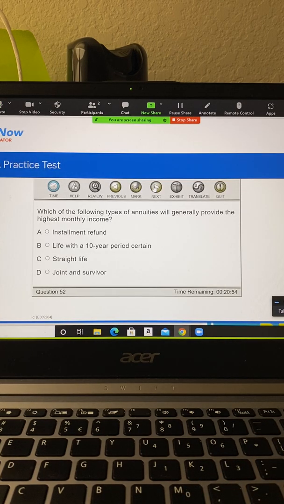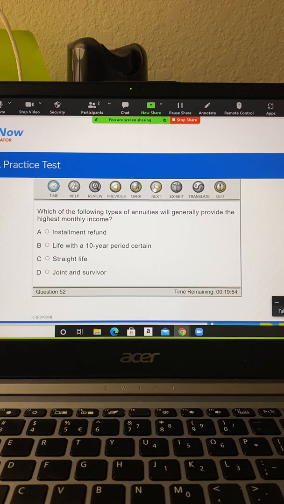Which of the following types of annuities provide the highest monthly income? Big check, no beneficiary. Which one? You're thinking too long on this one. This is super easy. Let's see. Life. What do you think, man? Time's up. Okay. Life with 10-year period certain?